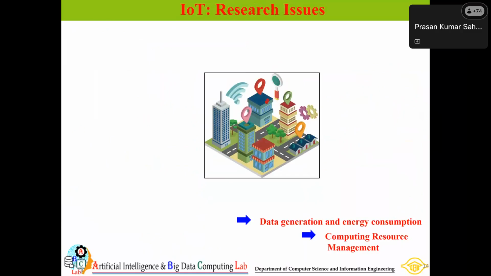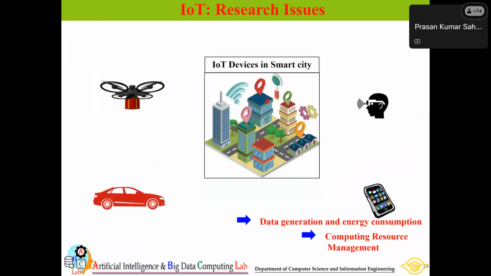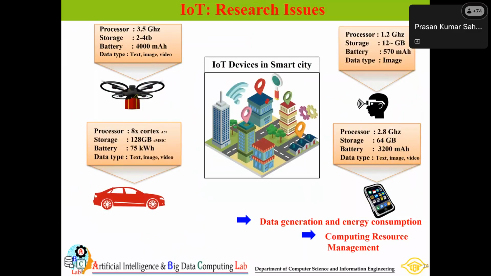So another part of the IoT research issues, we can say, is the smart city. So in the smart city, there are different IoT devices. I have mentioned their specifications, like normal specifications such as the processor, storage, battery power, and the type of data they normally generate.